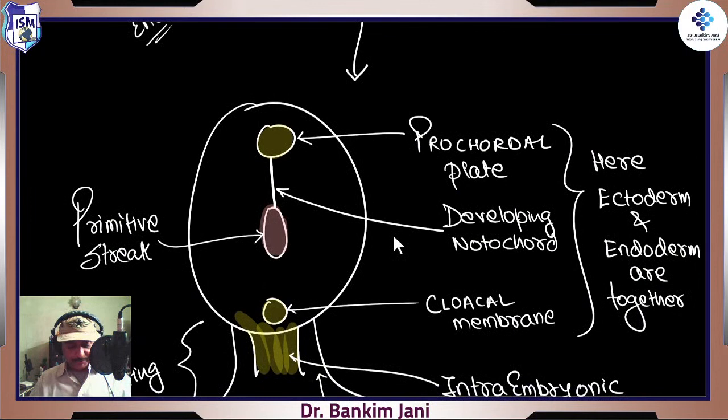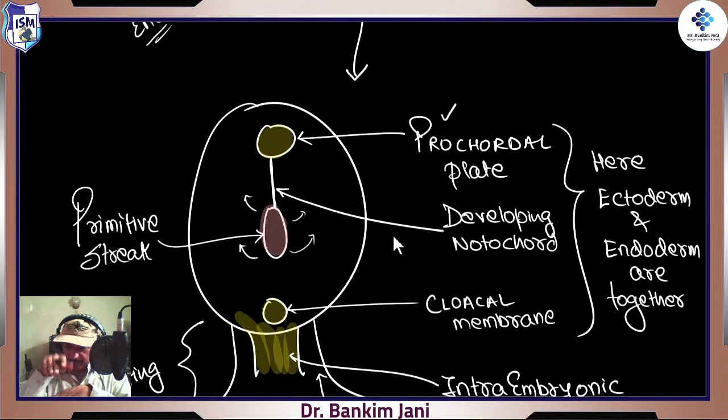So where will these cells not go? The ectoderm and endoderm will remain together at the procaudal plate, because that was declaring the head end, so those cells won't spread. Ectoderm and endoderm will remain together. The developing notochord, from where the spine would develop, will also not be affected. And the cloacal membrane, at the tail end, is where they will remain together. And this is the primitive streak.